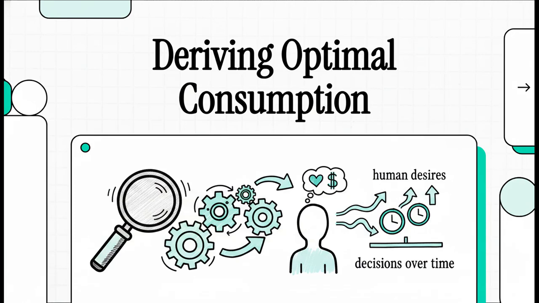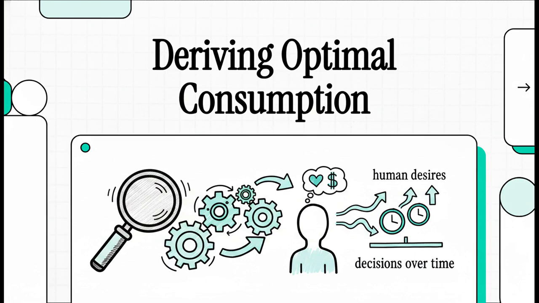Welcome to This Explainer. Today, we're diving into a real mathematical detective story about how we make decisions over time. If you've ever wondered how economists take our messy, unpredictable human desires and translate them into precise, solvable equations, well, you're absolutely in the right place.